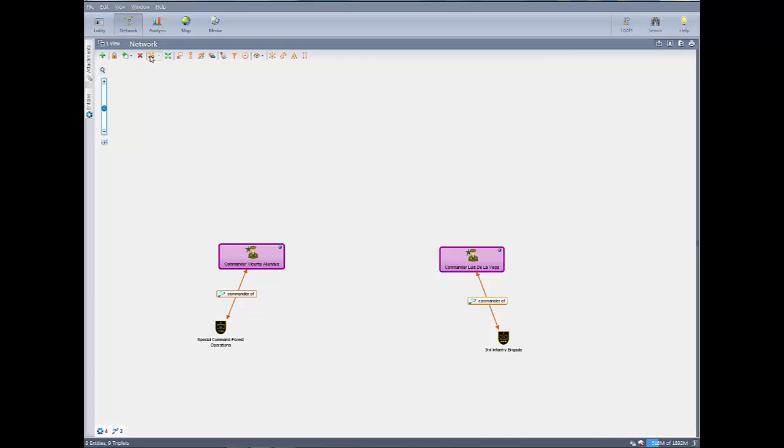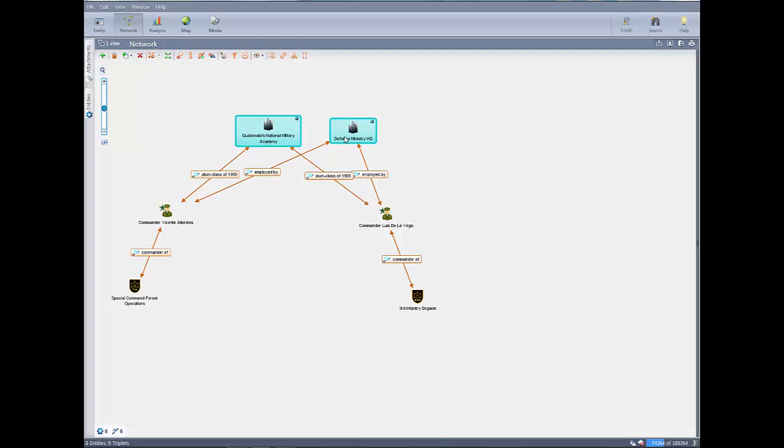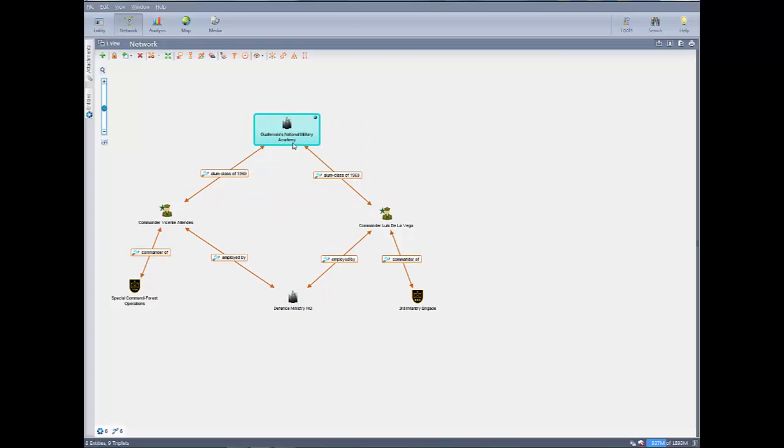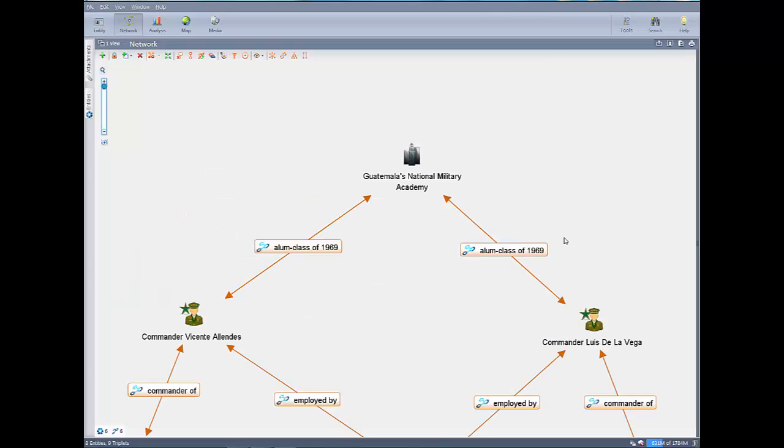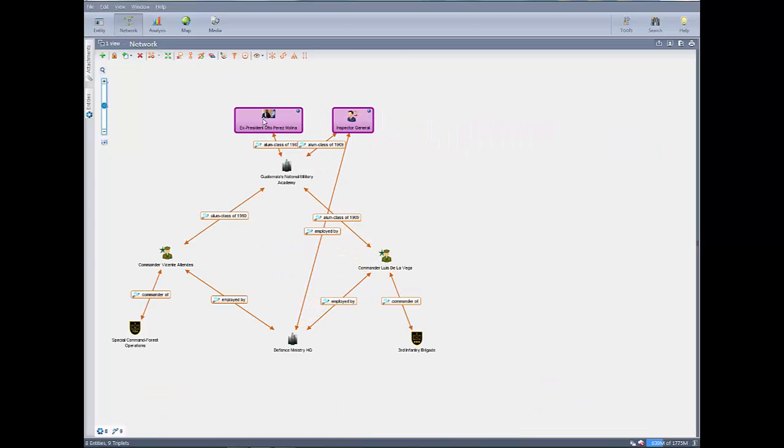Using Semantica's Reveal Neighbors function, we can see that the Chahul and Coban-based commanders were in the same graduating class at Guatemala's prestigious National Military Academy. Drilling down even further, we query Semantica to see what other individuals were part of the same graduating class. In doing this, we learned that both former President Perez Molina and the Army's Inspector General, who investigates all allegations of corruption within the military, were also in the 1969 class.